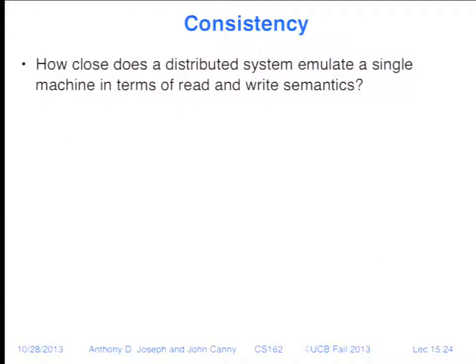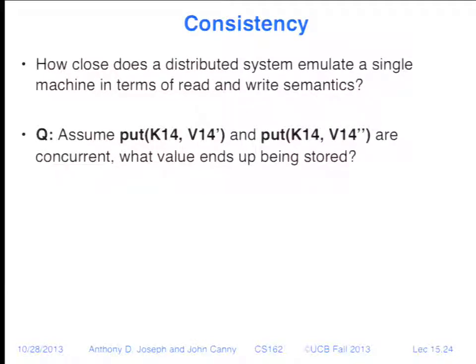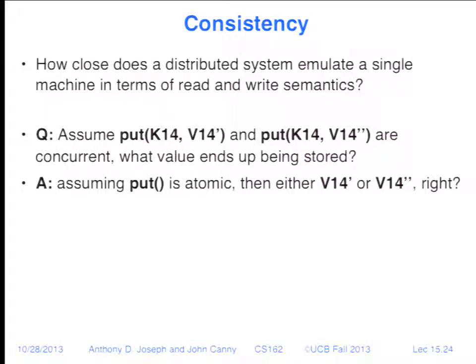Okay, so let's look at consistency now. How close can a distributed system emulate a single machine in terms of the read and write semantics? Suppose we have an insertion. We're trying to insert a couple of values with the same key, K14. What will happen? Well, if we've built the system so that the put is indeed atomic, we should end up with either V14 prime or double prime.